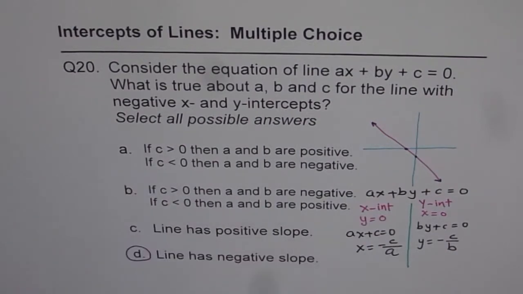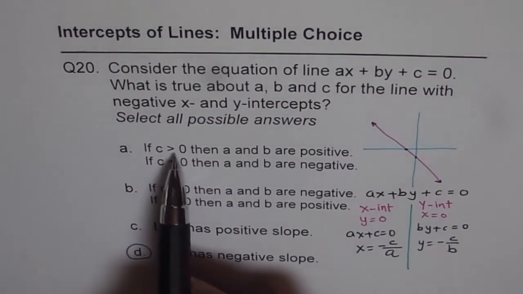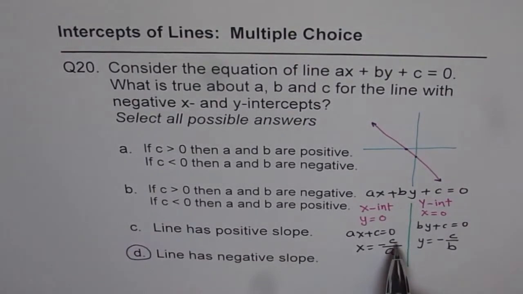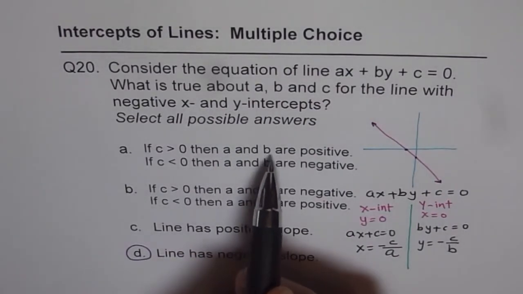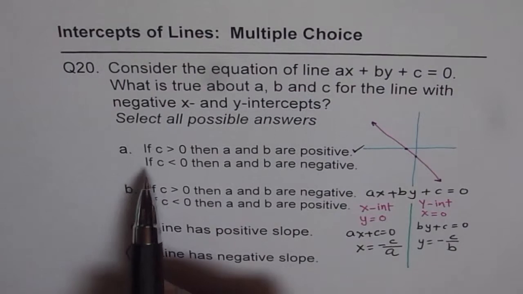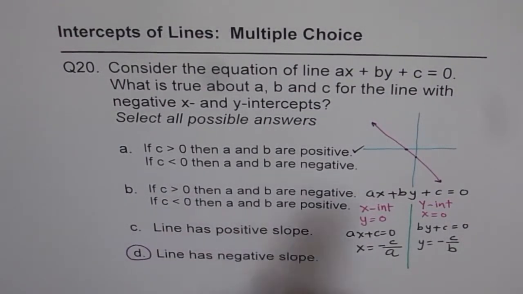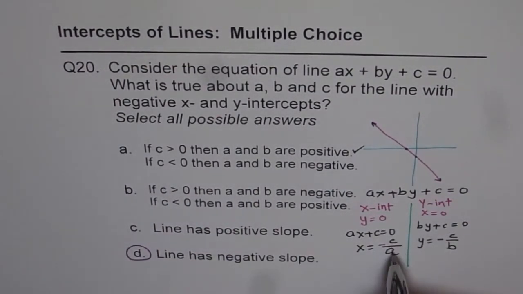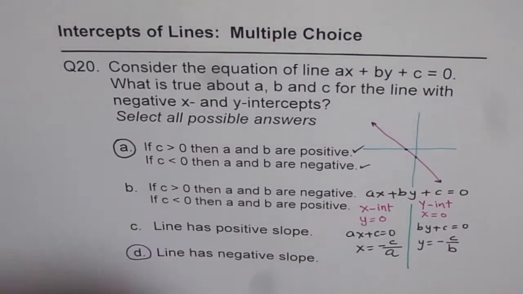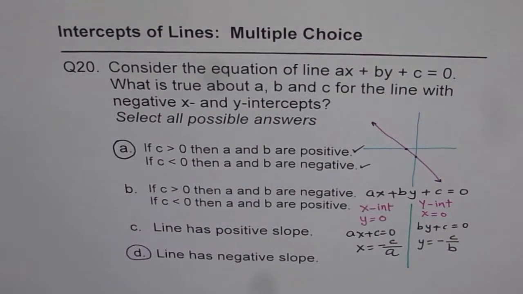So let's read these equations. It says if c is greater than 0, that means if c is positive, so what are we expecting? If c is positive, a and b should be positive. Then a and b are positive. That's correct. That's what we want. But if c is negative, then a and b are negative. That's also correct. They should have same sign. That is also correct. So option A is absolutely correct for us.